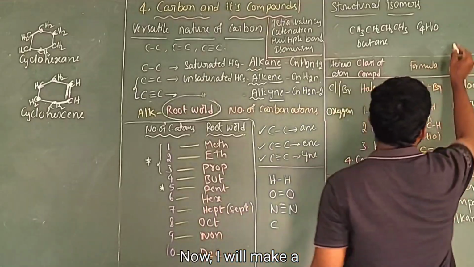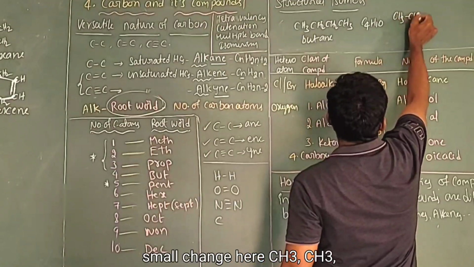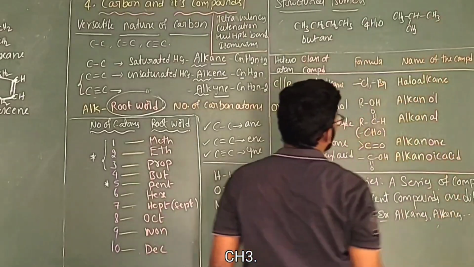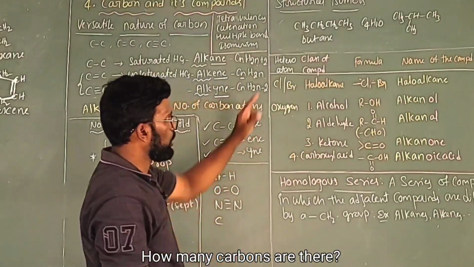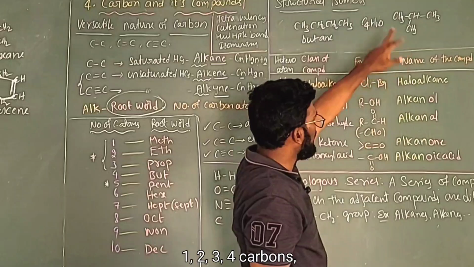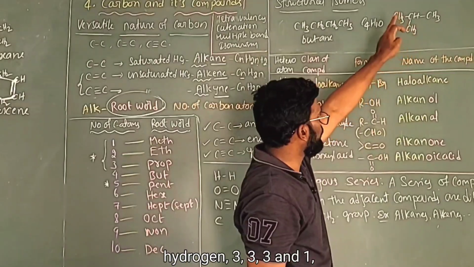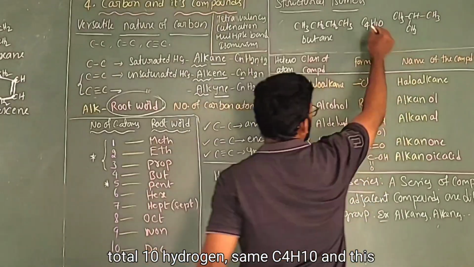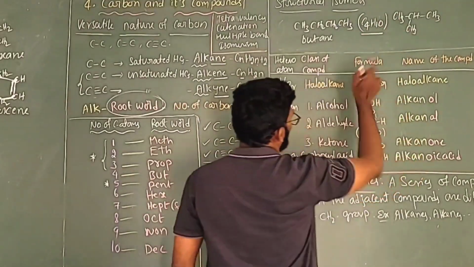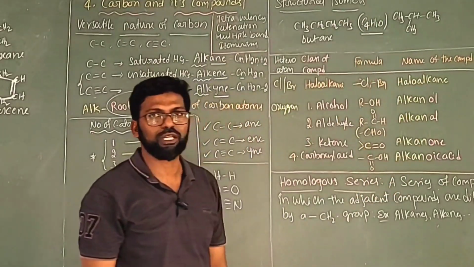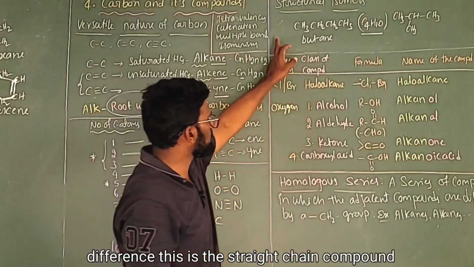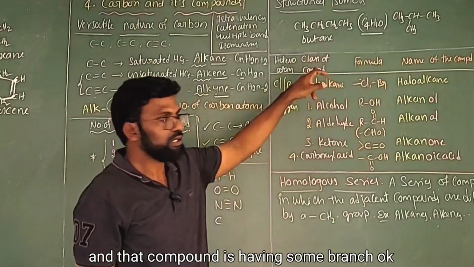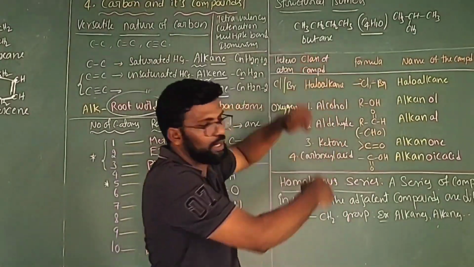Now I'll make a small change here. CH3, CH, CH3, CH3. How many carbons are there? 1, 2, 3, 4. 4 carbons. Hydrogens 3, 3, 3 and 1. Total 10 hydrogens. Same C4H10. And this compound also has the same molecular formula. Both compounds have the same molecular formula. But what is the difference? This is a straight chain compound and that compound has some branch. That is not a straight chain, that has a branch.